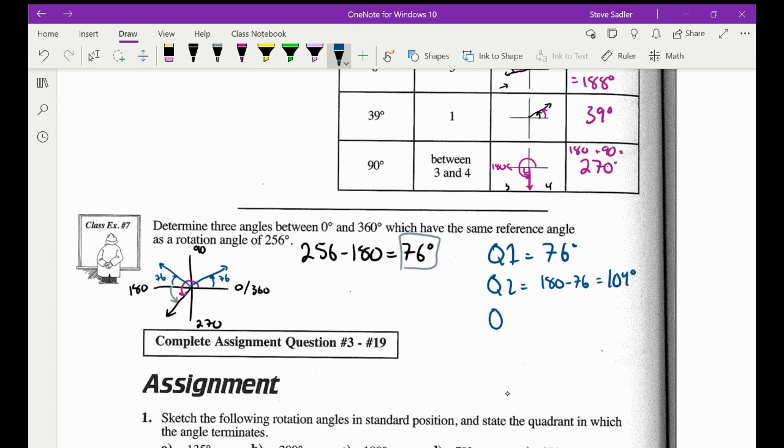And then in quadrant 4, we've done quadrant 3 already. In quadrant 4, if we use a reference angle of 76, that means our rotation angle is going to be 360 minus 76, and that gives us a rotation angle of 284. Hopefully this is making sense between rotation angles, reference angles, standard position, and things like that.